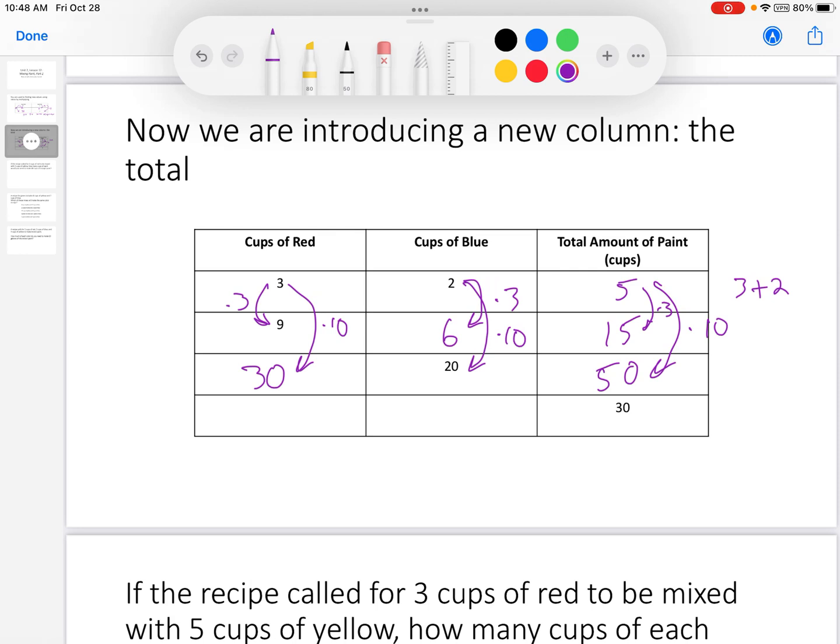It's still multiplying. So now if we had 5 cups of paint, we would do 5 times 6 is 30. So that means we will multiply each of these times 6. 3 times 6 is 18. 2 times 6 is 12. And notice 18 plus 12 makes 30. Do you begin to get the idea?